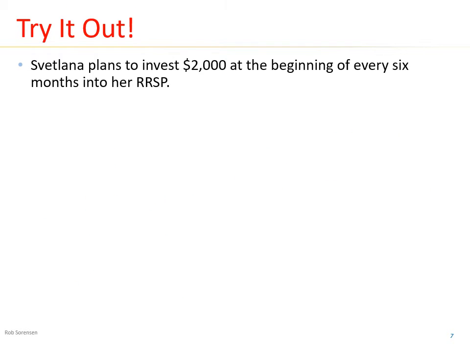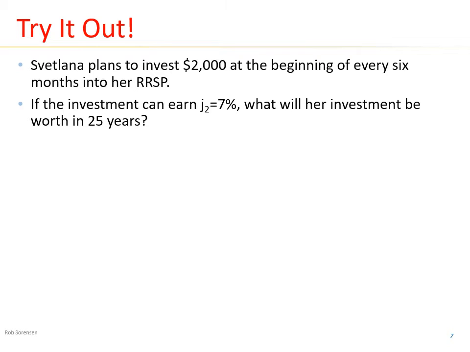Here's one for you to try out. Svetlana's going to invest $2,000 at the beginning of every 6 months into her retirement fund. If the investment can earn 7% compounded semi-annually, how much will she have in her account in 25 years? I'm going to suggest that you press pause for a moment and then try this one out. And then when you're ready, press play and come on back and see how you did.